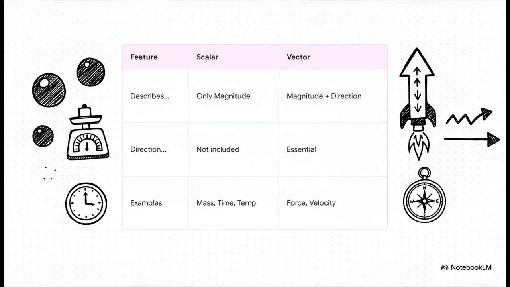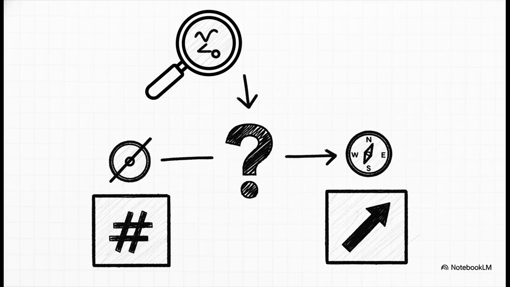This table here really just breaks it all down nice and neat. For a scalar, like mass or time, direction is totally irrelevant. It doesn't even make sense. But for a vector, like force or velocity, that direction is absolutely essential. I mean, pushing on a door with a certain amount of force doesn't mean anything until you know which way you're pushing it. So look, here's the ultimate rule.